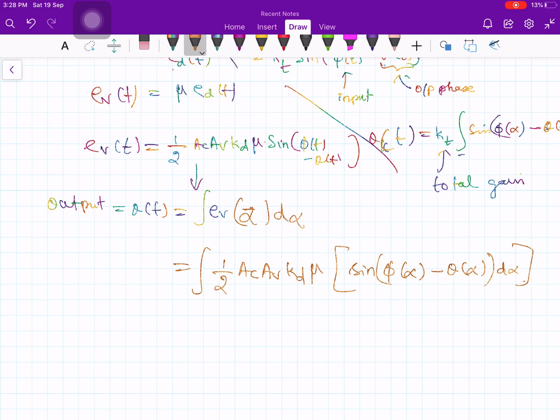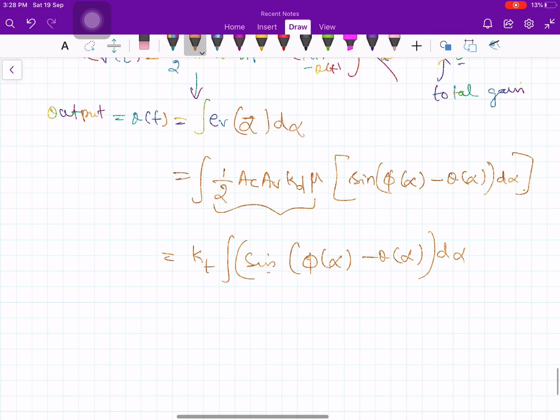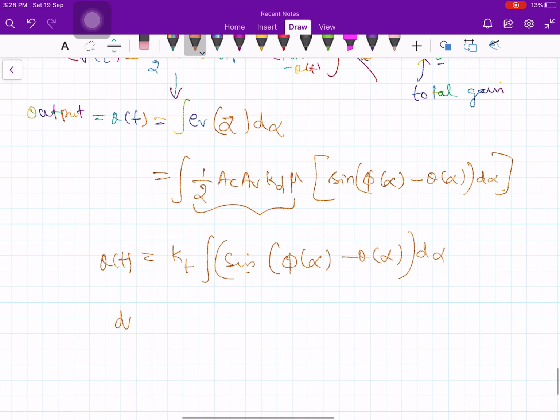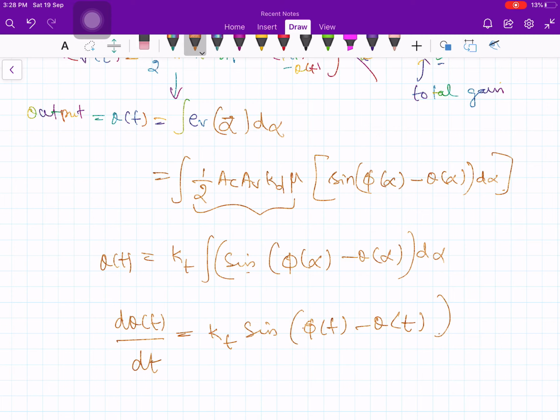Okay, so this whole thing let me denote by k suffix t. So k suffix t times integral of sine of phi of alpha minus theta of alpha times d alpha. Now this is my theta of t. What is d theta of t by dt? Which is kt times sine of phi of t minus theta of t. Okay, let me call this equation number 1.